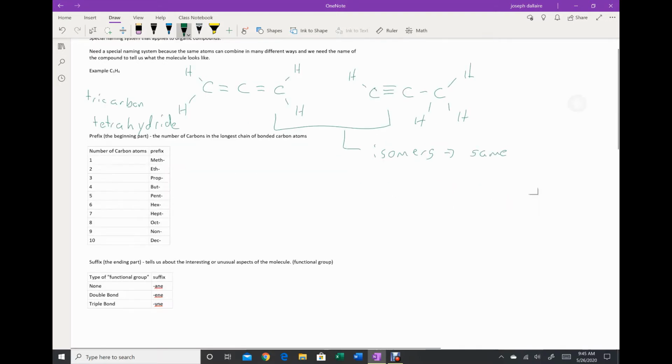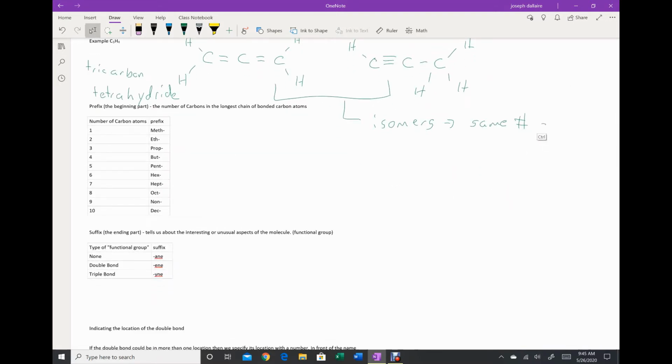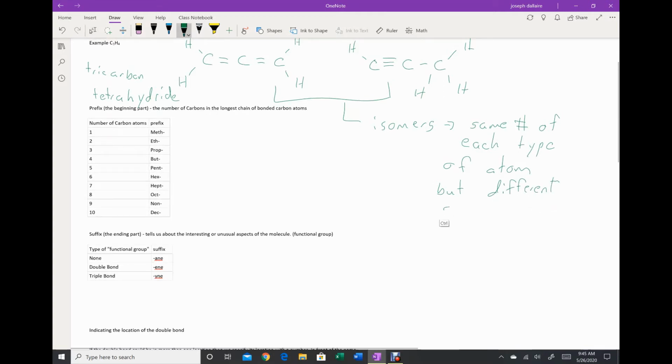Same number of each type of atom but different structures.